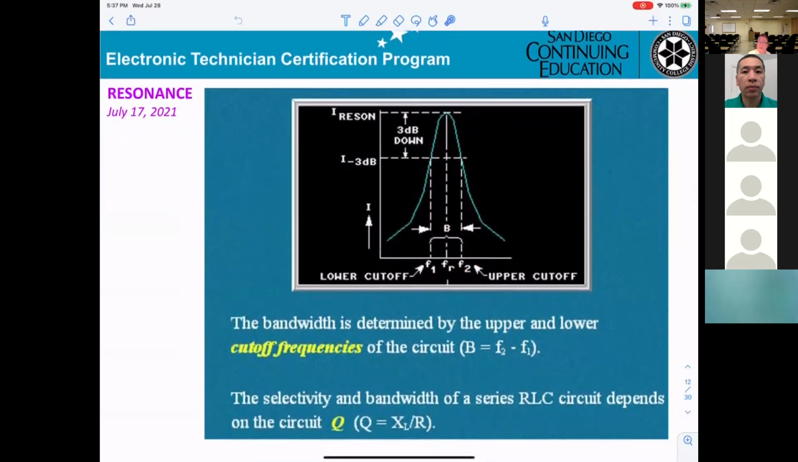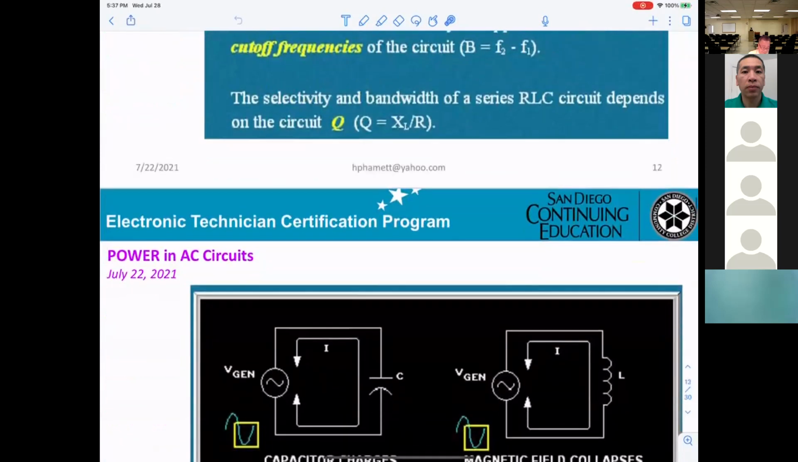And we already know from resonance that the selectivity bandwidth of a series RLC circuit depends on the quality factor Q of the coil. Q is calculated by omega L divided by R. In the last meeting, we already learned how to calculate the Q for the coil.